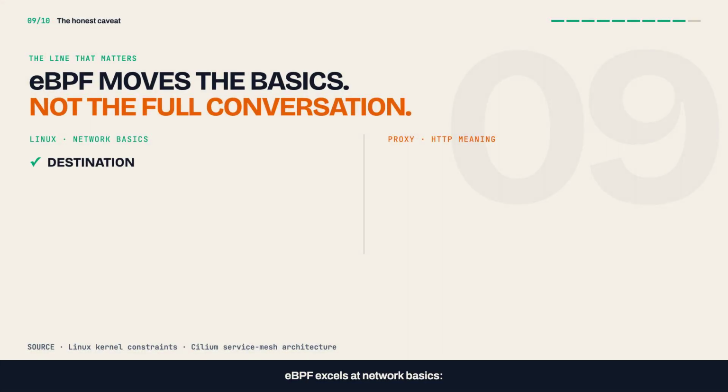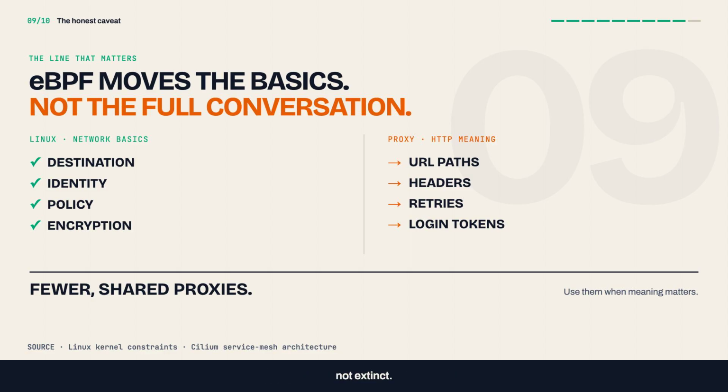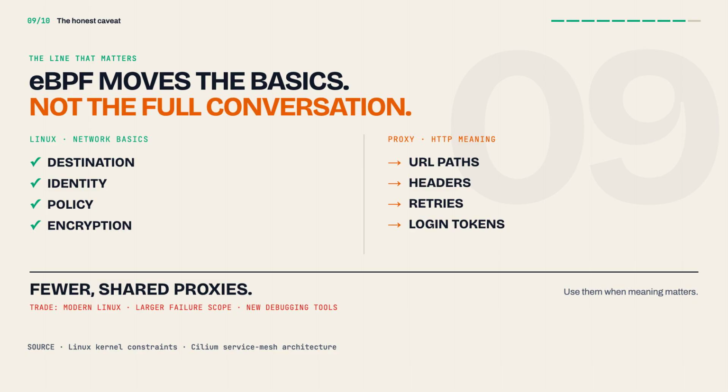Honest caveat: eBPF excels at network basics, destinations, identity, policy, and encryption. HTTP adds meaning, paths, headers, retries, and login tokens, where a proxy still wins. So proxies become shared and selective, not extinct. The trade: modern Linux, larger failure scope, and new debugging tools. The promise is fewer proxies used on purpose.